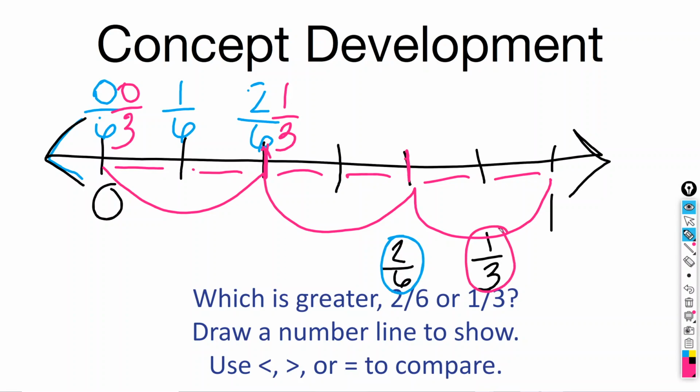1/3 falls on the same line as 2/6 does. So when we rewrite that, we're going to write 2/6, 1/3, and they are equal because they fall on the same line.